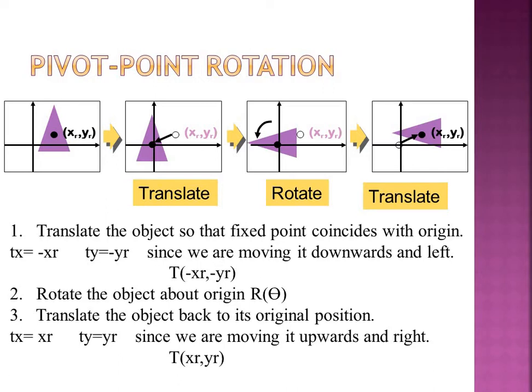Now in the second step, we will rotate the object about the origin. We know the matrix of rotation about the origin, and now the fixed point and the origin are the same. So we will simply rotate the object about the origin. In the third step, we will translate the object back to its original position after rotation. This is the final step of the sequence, and in this case the values of Tx and Ty will be taken as positive Xr and positive Yr, because this time we are moving the point upwards and towards the right. So it will be taken as positive.